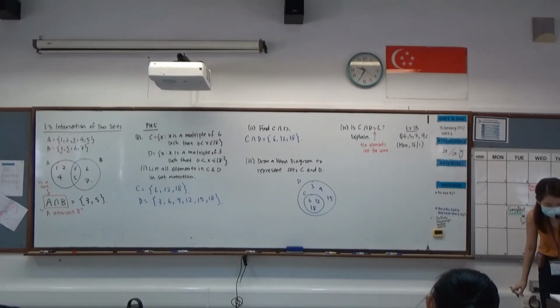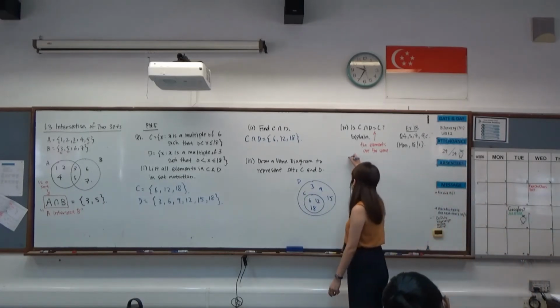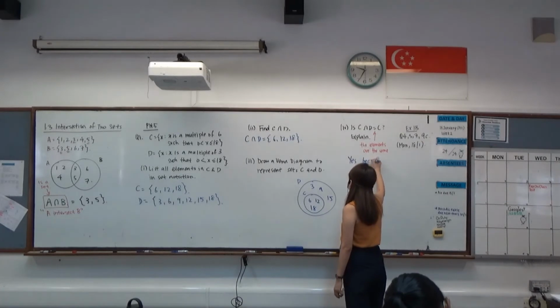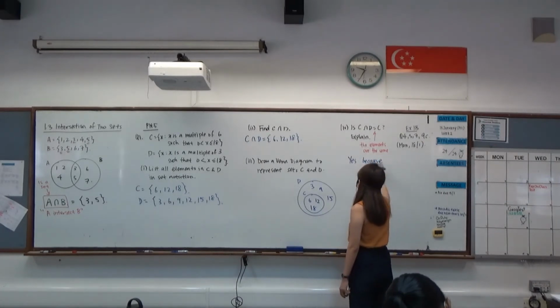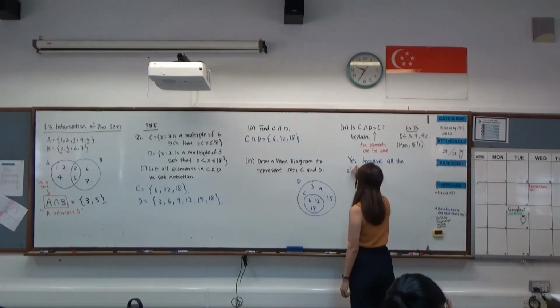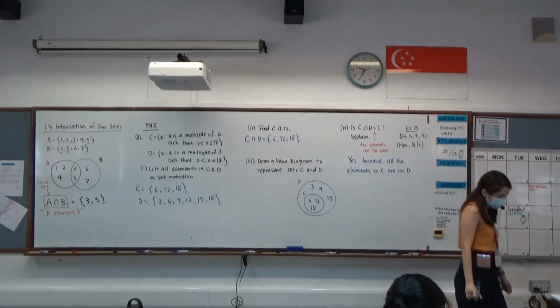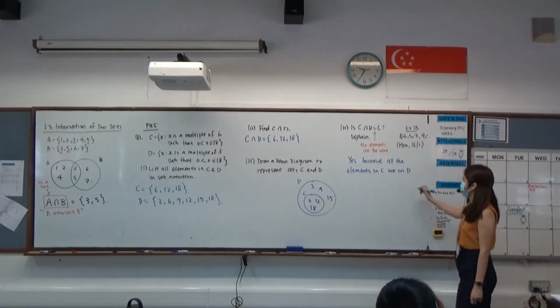So then, would C intersect D be equal to C? Joshua, what do you think now? Yes. Okay? So C intersect D is equal to C. And the reason is because all the elements in C are also in D. That's all.